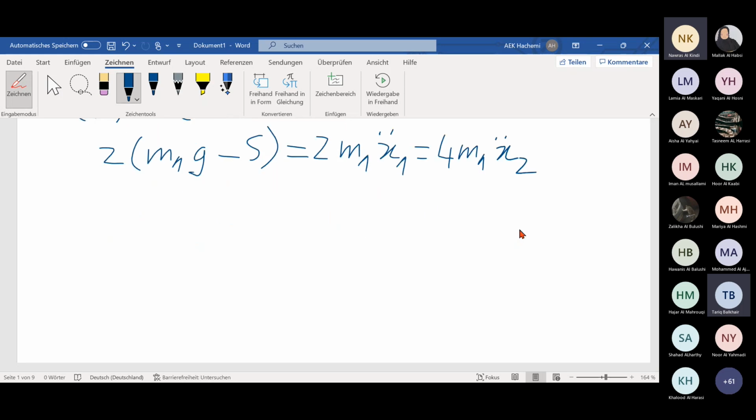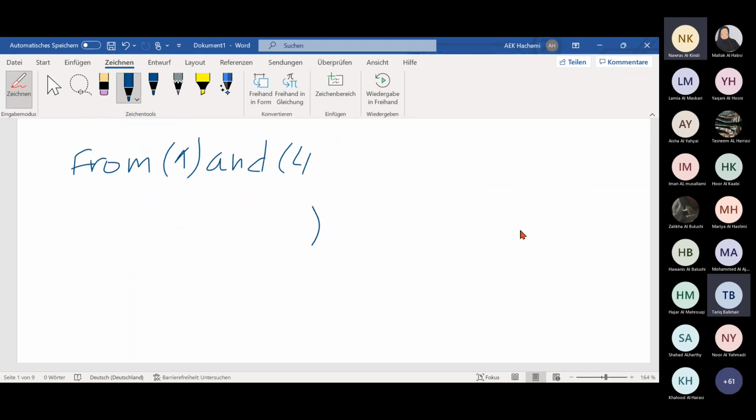Then we get here now this is the fourth equation. Then from 1 and 4, we get the following relation.